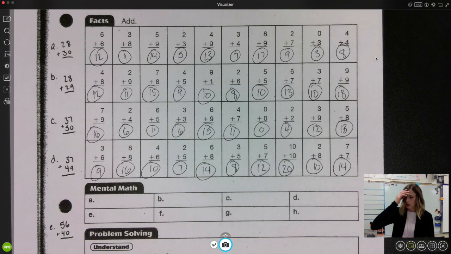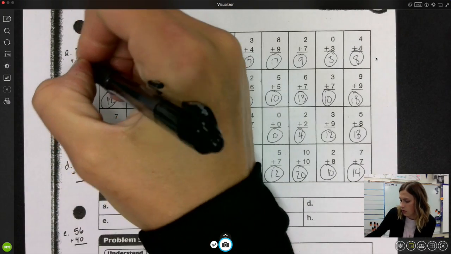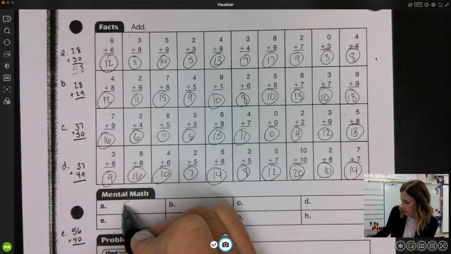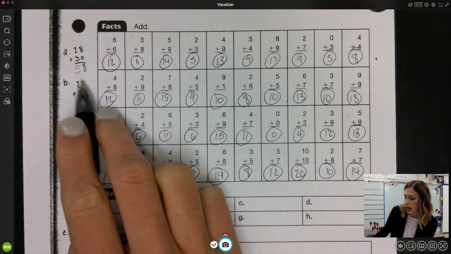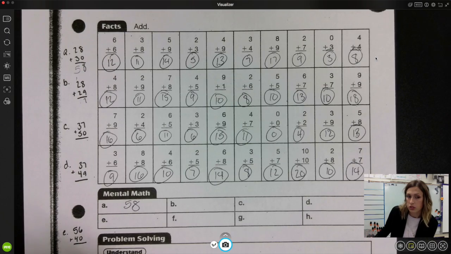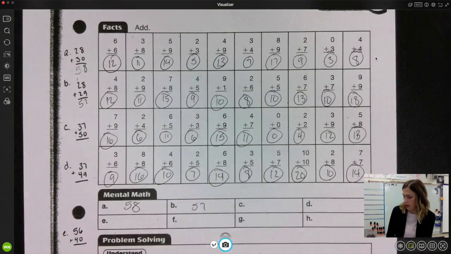Mental math. A says 28 plus 30. 8 plus 0 is 8. 2 plus 3 is 5, so we get 58. Next, 28 plus 29. 8 plus 9 is 17. 1 goes up, 7 comes down. 1 plus 2 is 3, plus 2 more is 5, so we get 57.